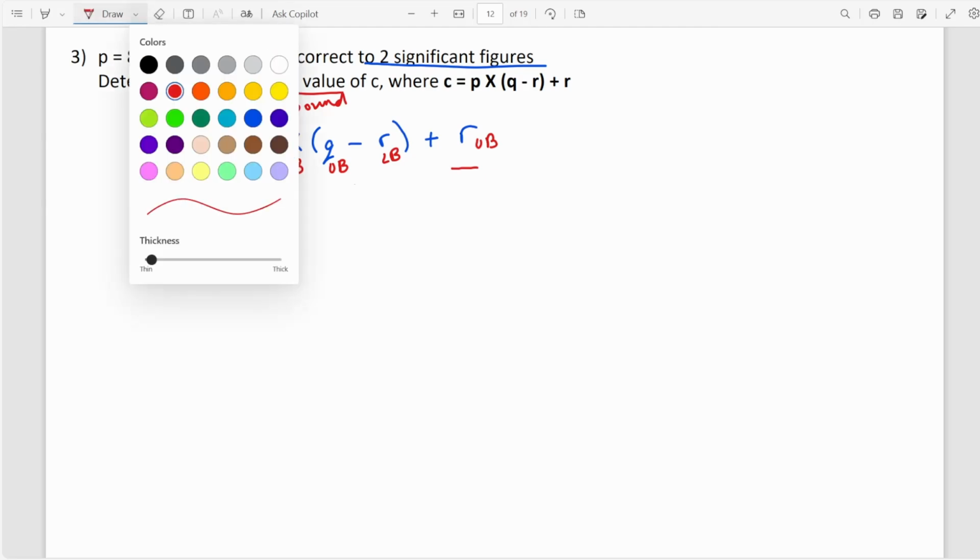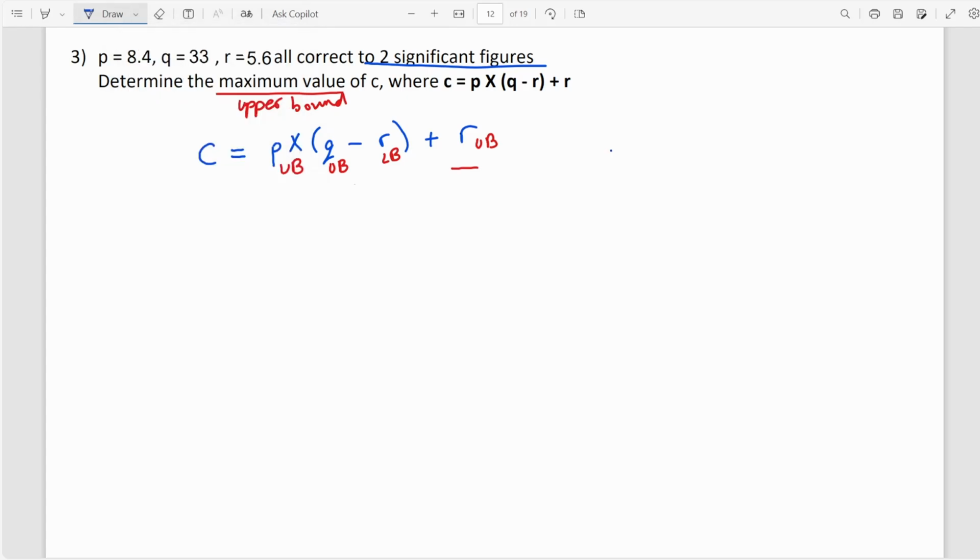So now let's go ahead and find the upper bound and lower bound for each. Let's start with P. So P is equal to 8.4, rounded to two significant figures. So this is the first significant figure and this is the second. We'll replace this by a 1, and this is 0.1. Dividing this by 2 gives us 0.05, okay?